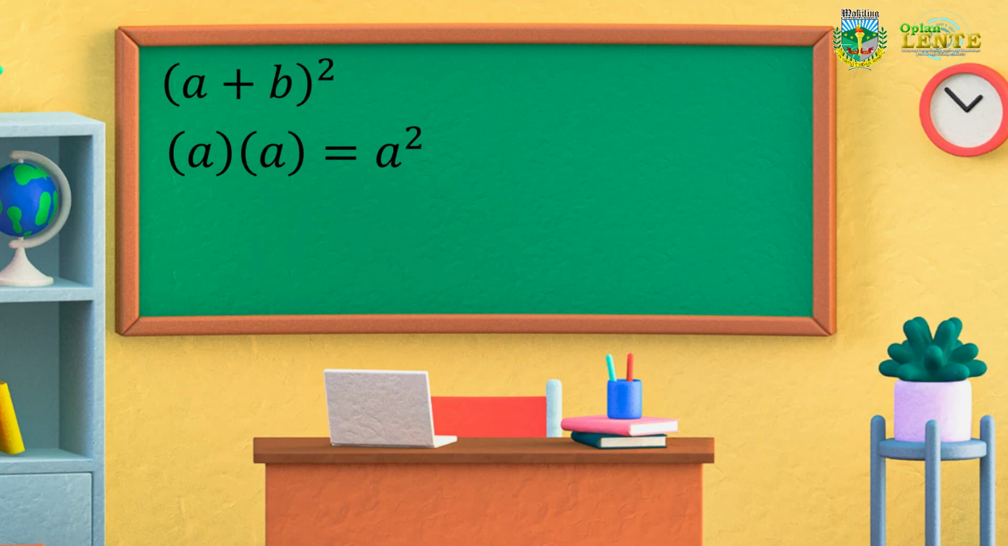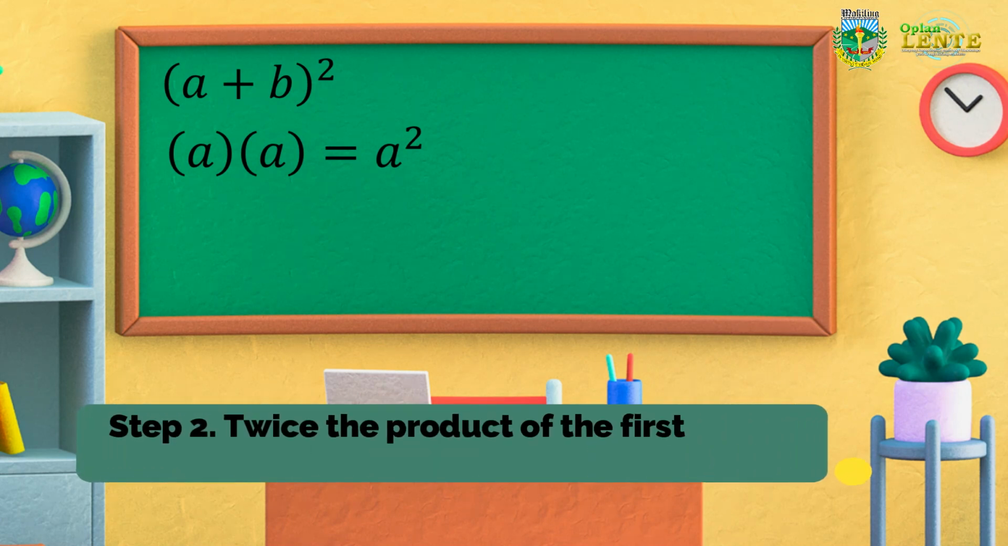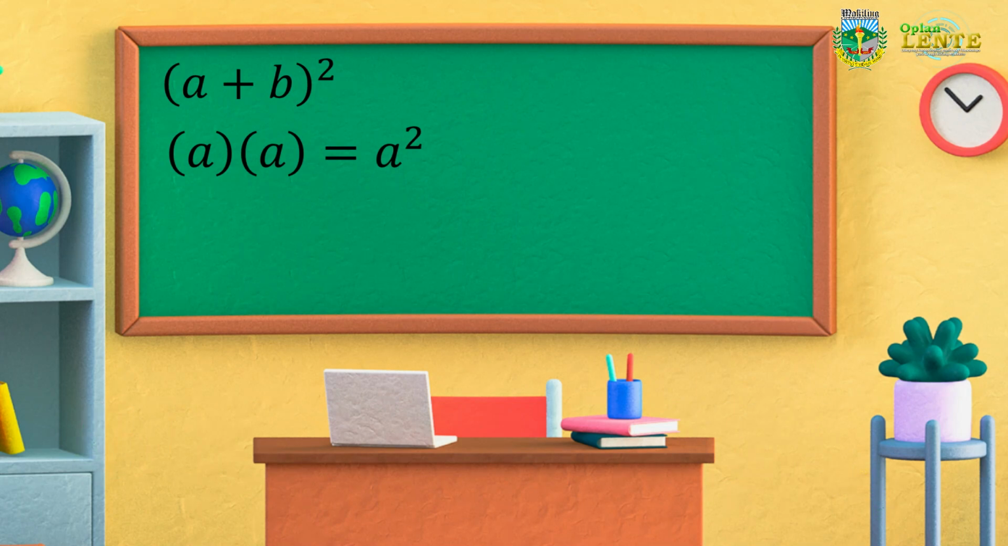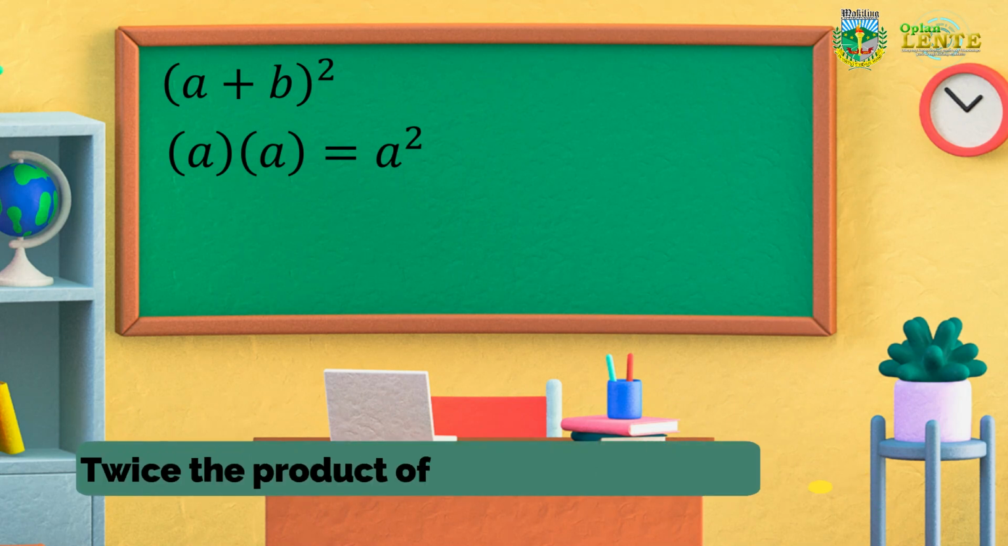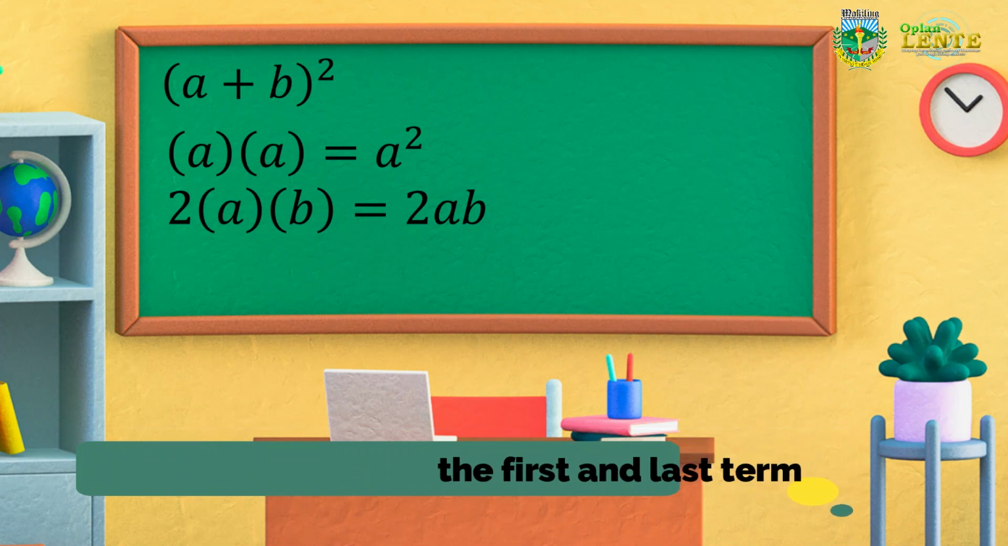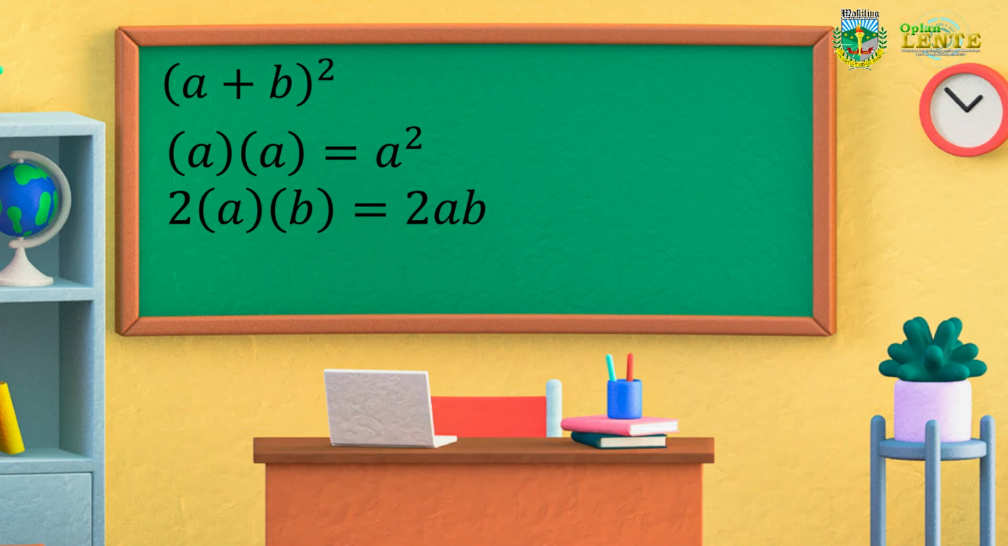Step 2. Twice the product of the first and the second term. Use the same operation sign as the one between the two terms. In step number 2, find 2 times the product of the first term a and the second term b. Now you have 2 times a times b is equal to 2ab.